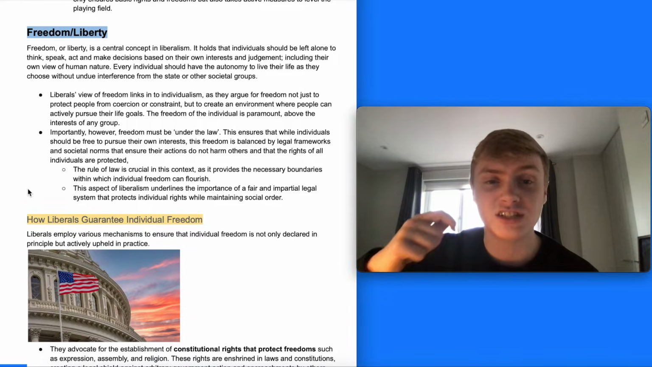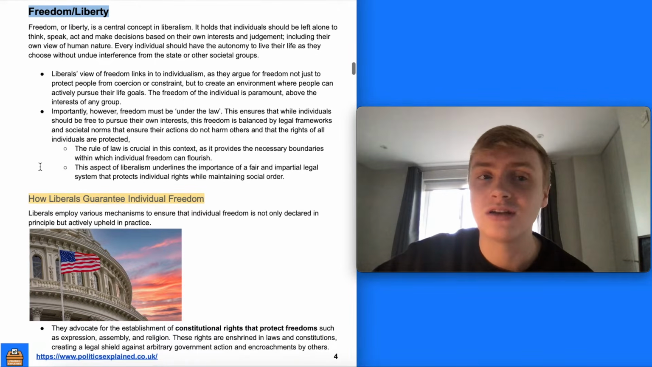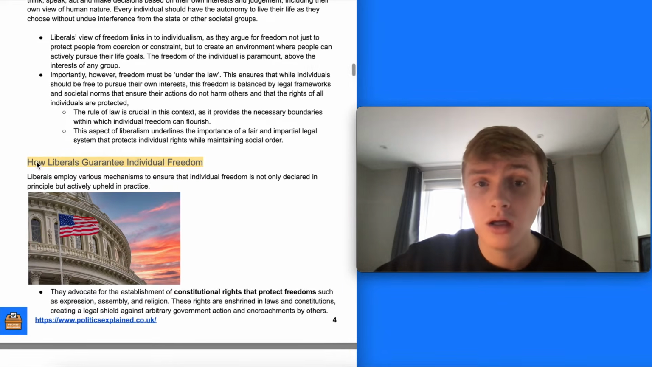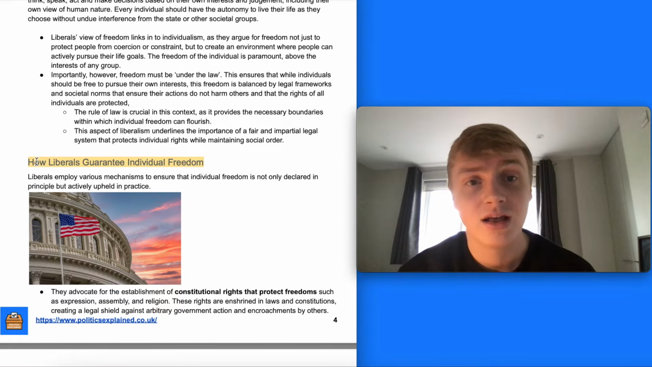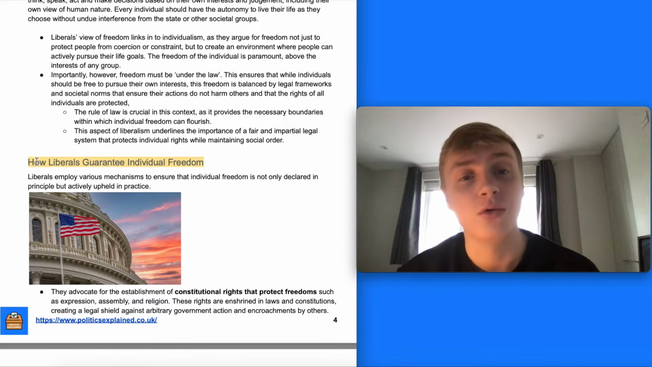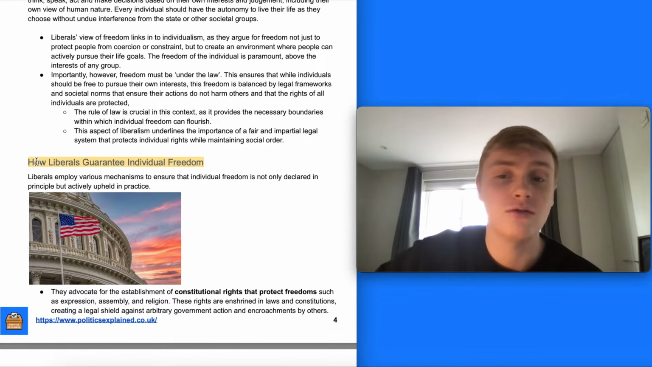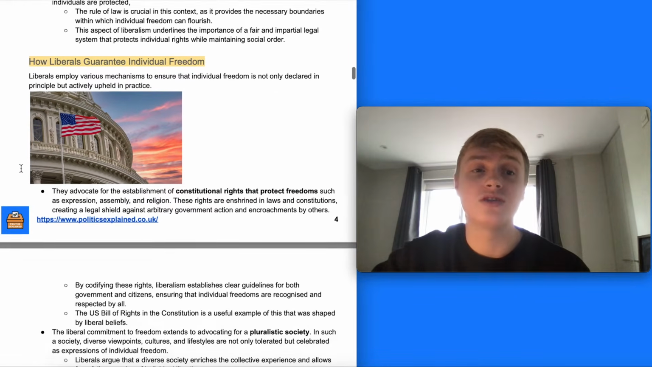So the freedom of the individual is paramount above the interests of any group. It shows that link to individualism as well. But crucially, freedom must be under the law. This ensures that while individuals should be free to pursue their own interests, this freedom is balanced by legal frameworks and societal norms that ensure their actions don't harm others and that the rights of all individuals are protected. So the rule of law is really crucial in this context, as it provides boundaries within which individual freedom can flourish.